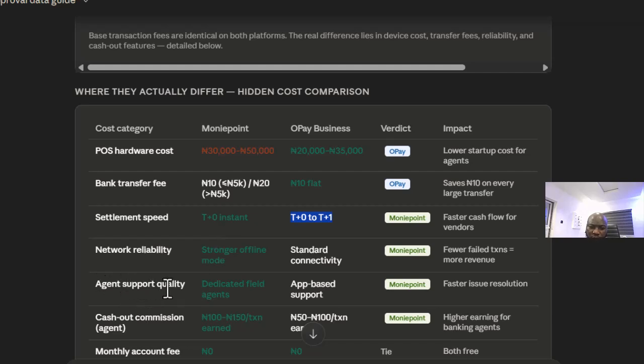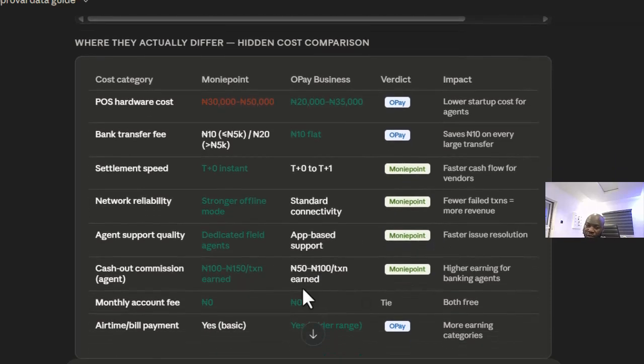Then you can see agent support quality: dedicated field agents, because most likely it's a business, so you have to dedicate an agent for you to monitor and guide you through your process. So this one is just app-based support, because you can message them sometimes and it may take time before they reply to you. So that is for OPay. So Moniepoint won on this.